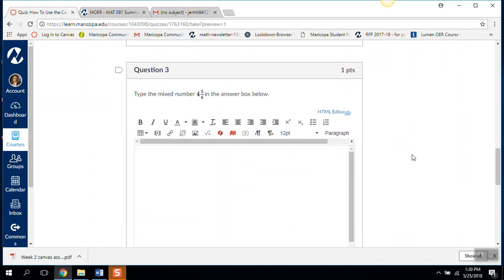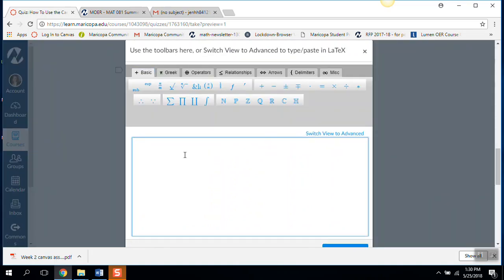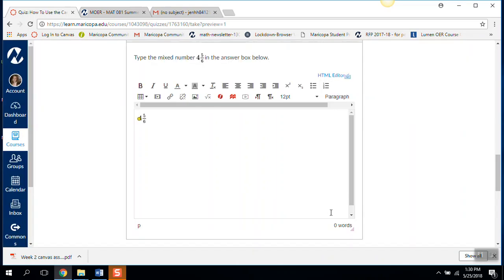Question 3, type in the mixed number 4 5/6. So again, I'm going to insert math equation. I'm going to type the number 4, then I need my fraction icon to type the fraction part of the mixed number 5/6.